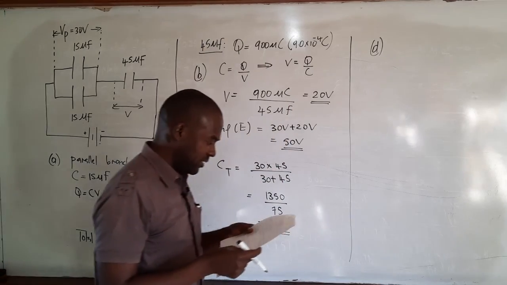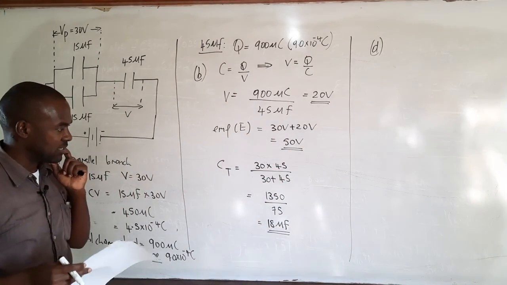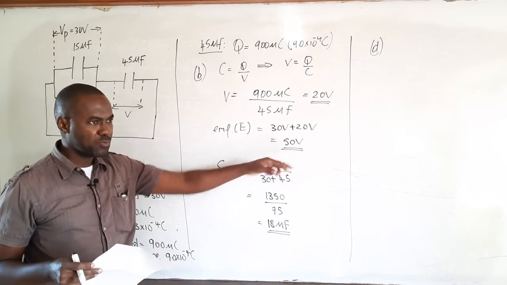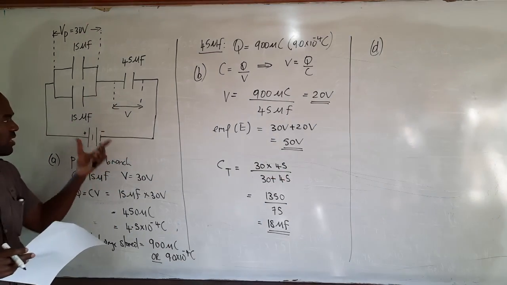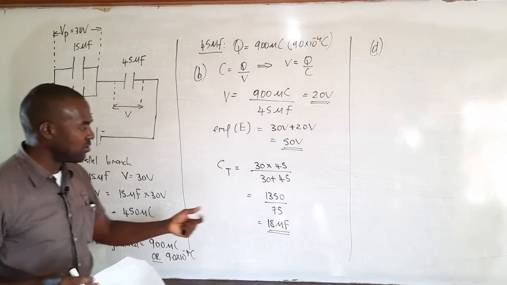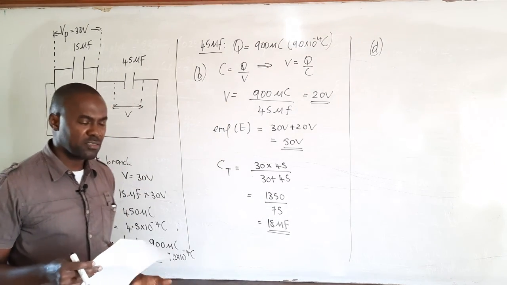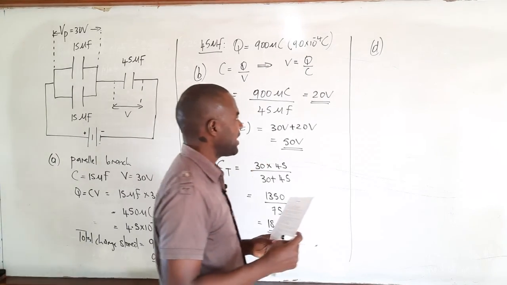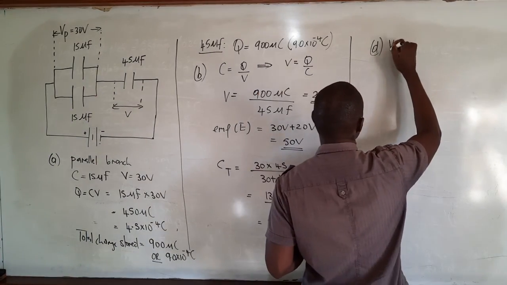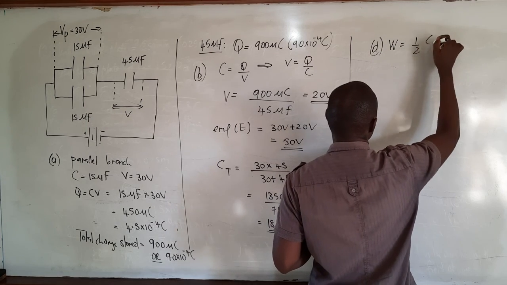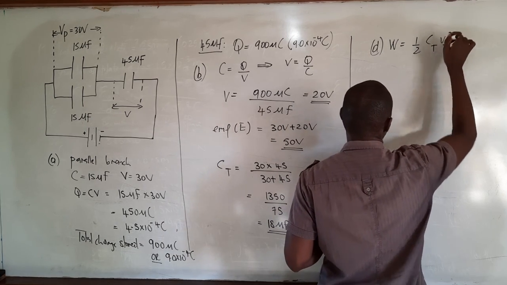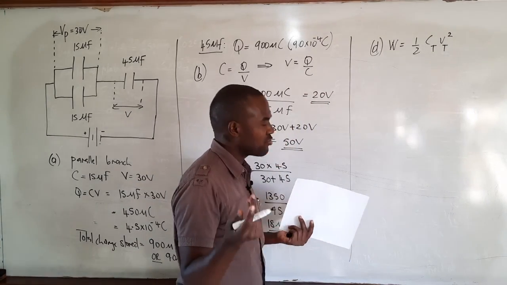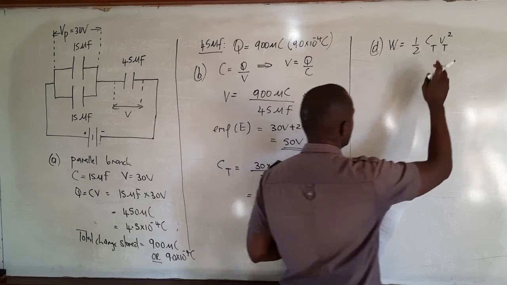For part D, what we're asked to find is the total energy stored in the circuit. So what we've calculated thus far, we have the battery voltage, 50 volts, which of course is the total PD across all the capacitances in the circuit. And we've also managed to calculate the total capacitance in the circuit. Since we have the total PD and the total capacitance, we can say that the energy stored, W, is equal to a half C_T V_T squared, where of course V_T would be the total PD or the battery EMF.